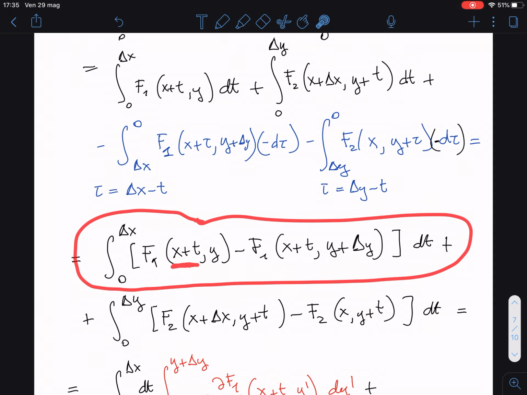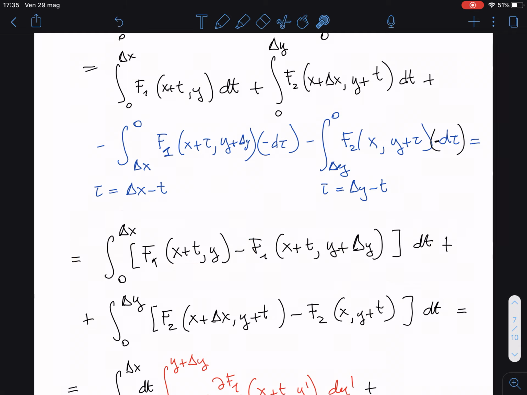And this is the final expression, which is very simple, because we have an integral of the same component. Also the x coordinate is the same. The only thing that is changing is the y coordinate, and there is a minus sign here. Okay?